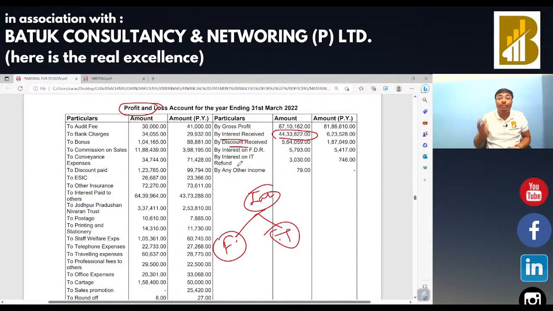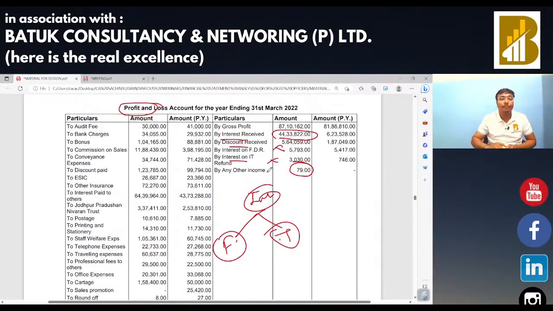We need certain documentation, and this is also completely based on the nature of the particular business. Interest on FDR, there is no question of GST. Interest on IT refund, there is no question of GST. Any other income is 79 rupees, so we are not going to do it. But if the amount is huge, in that case we are going to analyze what type of nature this income is.